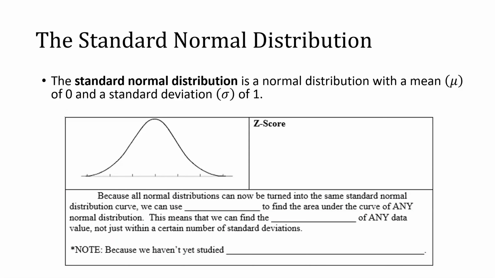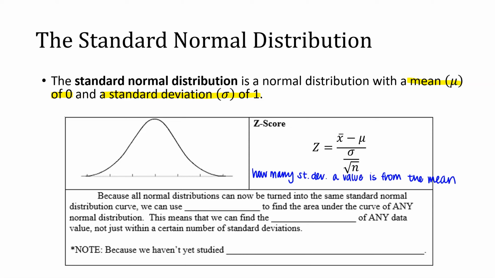The standard normal distribution is a normal distribution with a mean, or mu, of 0 and a standard deviation, or sigma, of 1. The z-score formula is z equals x bar minus mu, divided by sigma divided by the square root of n. The z-score tells us how many standard deviations a value is from the mean.